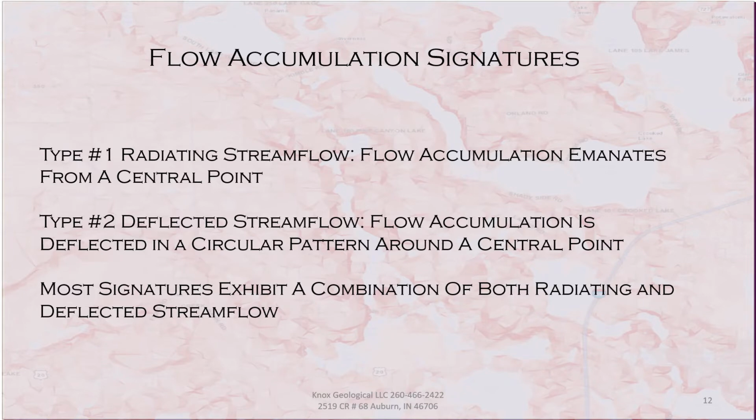There are two types of flow accumulation signatures that we find work well with the reef trends in Illinois and the erosional remnants in Indiana and Ohio. Number one is a radiating stream flow. We get flow accumulation that emanates from a central point. And type 2 is a deflected stream flow. Flow accumulation is deflected in a circular pattern around a central point. Most signatures exhibit a combination of both radiating and deflected stream flow.